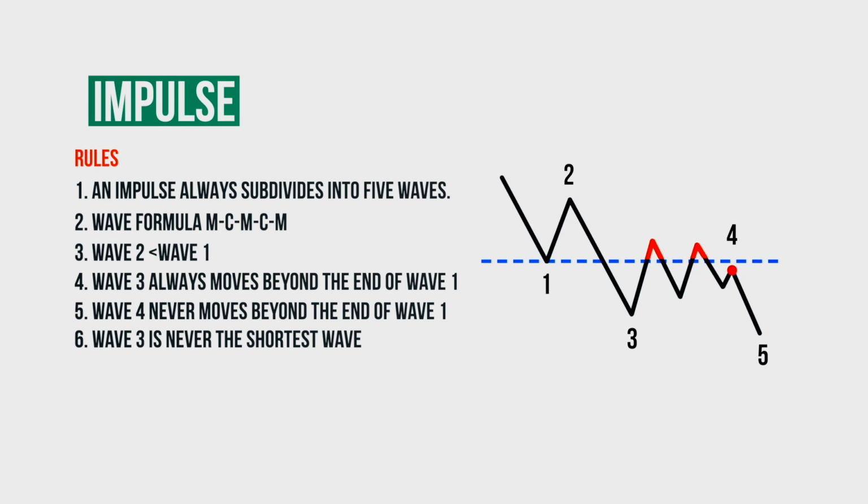Let's demonstrate the same for the downward impulse. We see that here in place of wave 4, a complex lateral corrective wave is forming, and during its construction, it temporarily went a little higher than the end of wave 1. But wave 4 ended below the end of wave 1, therefore the rules are not violated, everything is okay. So we figured out what impulse is.